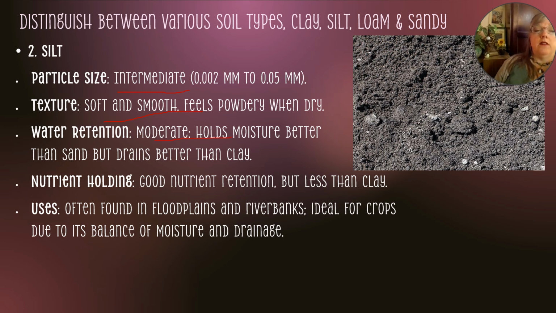It holds moderate amounts of water. It holds moisture better than sand, and it drains better than clay. So it's a good intermediate, okay? Because sand isn't going to hold your water good enough, and clay is going to hold it too hard. So you get silt right here in the middle. All right, it's good nutrient retention, but less than clay, okay, because it is going to drain. It's often found in the floodplains and riverbanks, so it's usually pretty nutritious. Okay, it's ideal for crops due to the balance of moisture and drainage.